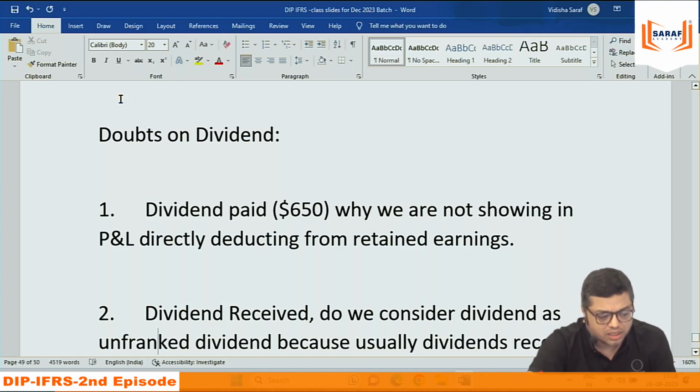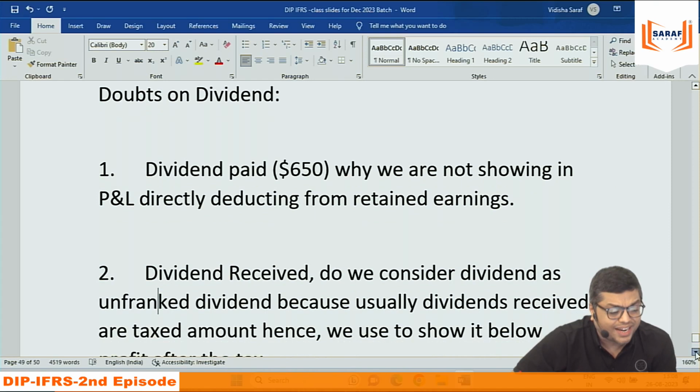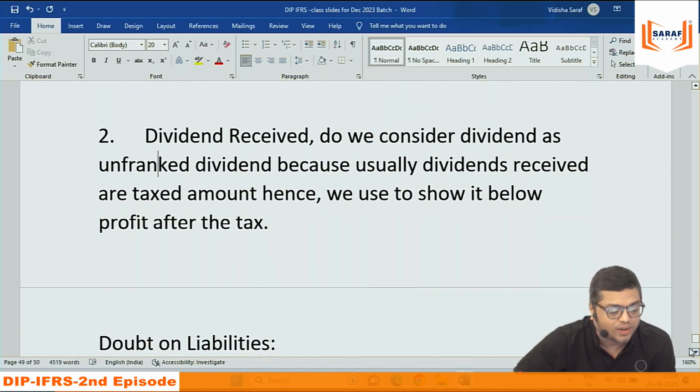Maybe in the question there is a 650 dividend payment and he's saying, why is it not shown in the profit and loss account, deducted from retained earnings? That is dividend payment, why not recorded in the profit and loss account? Why is it coming in the statement of changes in equity?